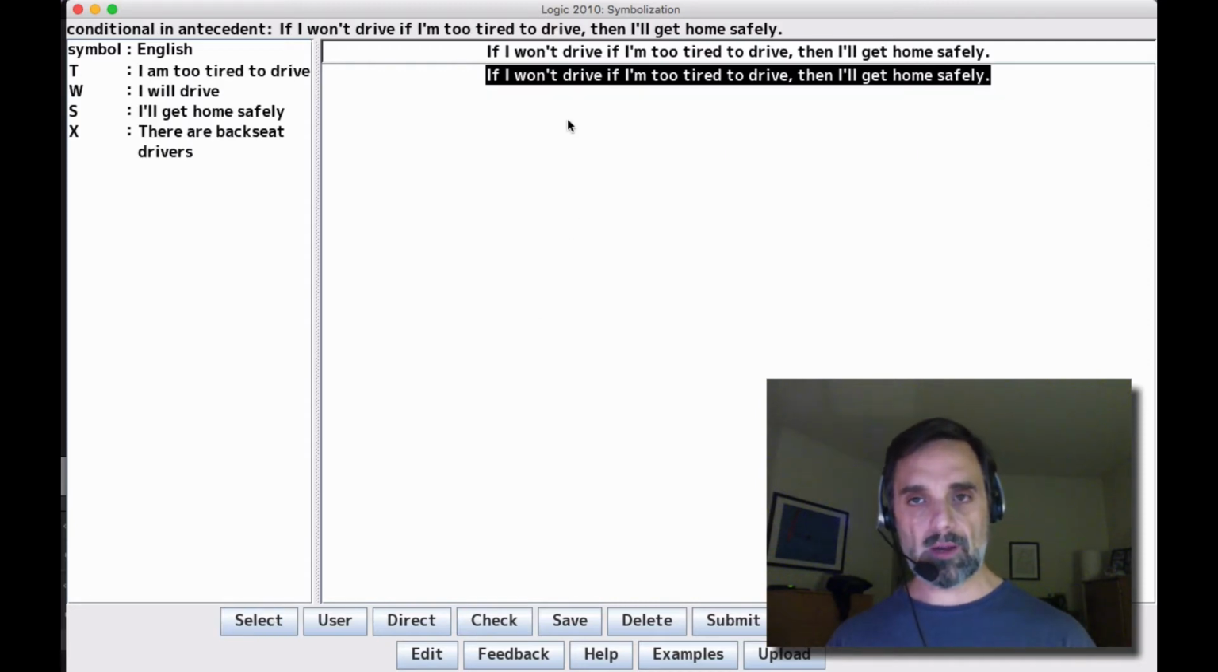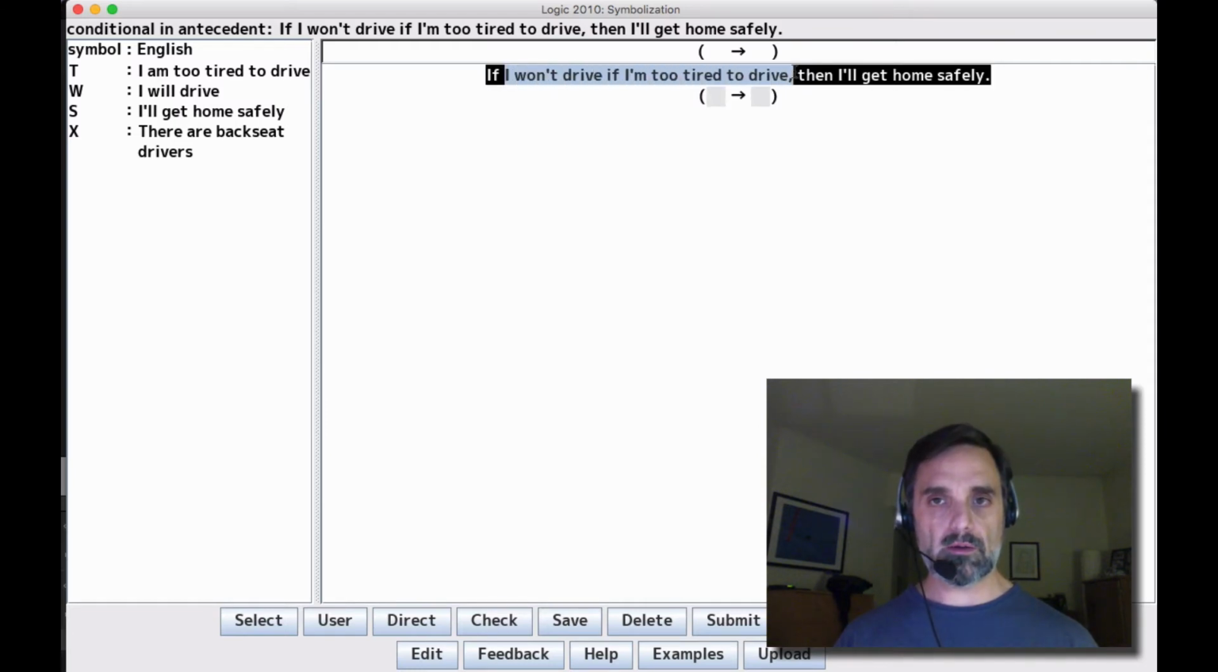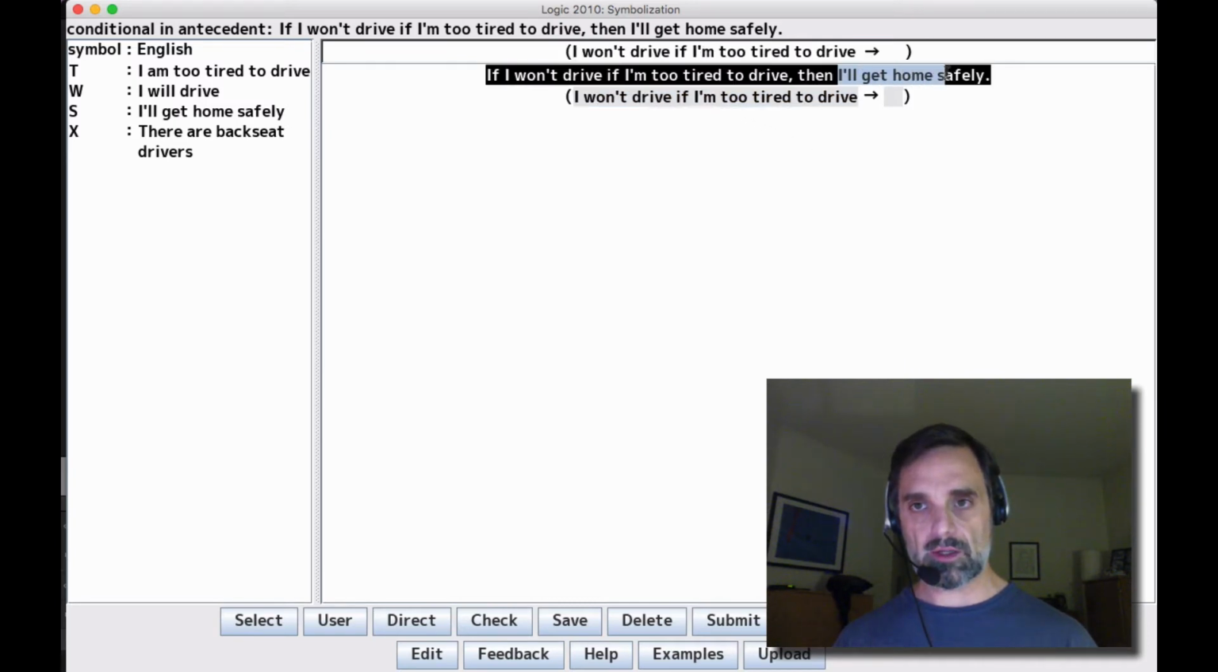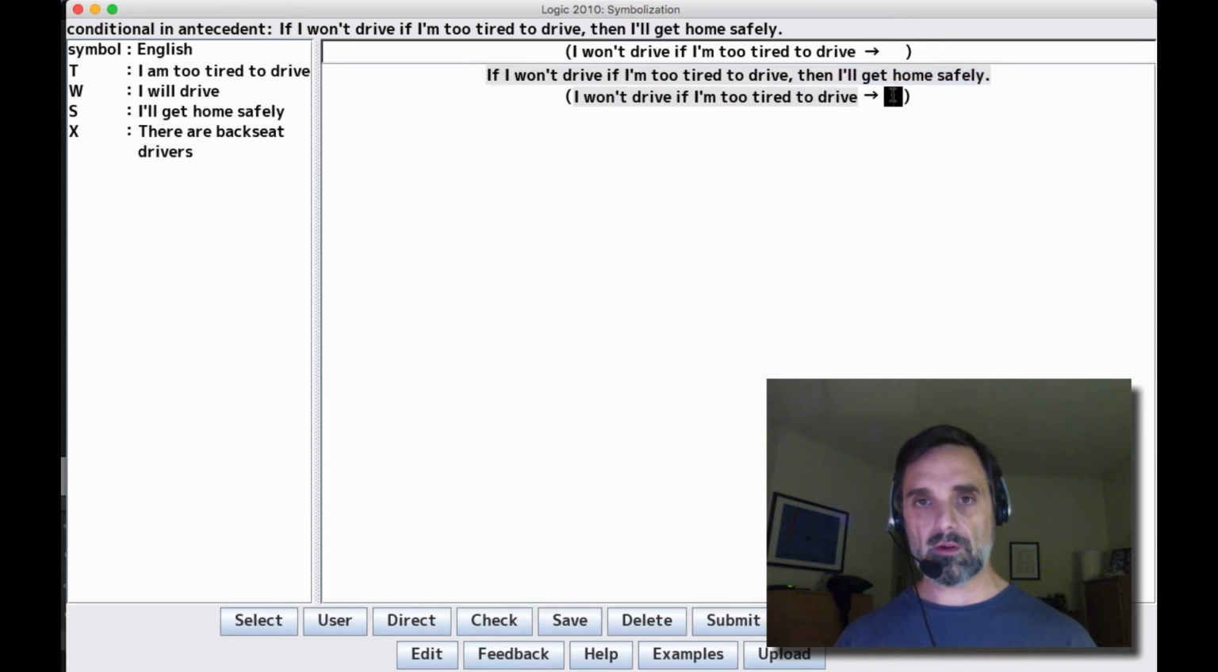If I won't drive if I'm too tired to drive, then I'll get home safely. Okay, again, here's an if, here's another if, and there's a then. So here we have, I won't drive if I'm too tired to drive. That's a little conditional. This if hooks onto that, leaving the then to hook onto I'll get home safely. So this if and that then make the main conditional, and then we have this conditional inside. So the if hooks onto here, making this the antecedent. The then hooks onto I'll get home safely, and therefore goes in the consequent.